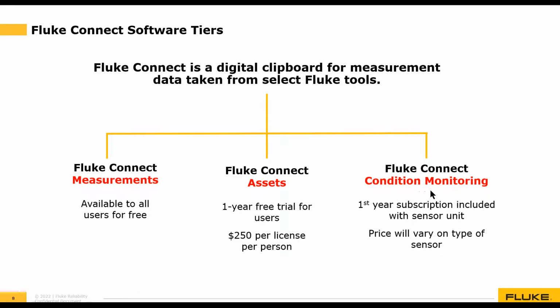And finally, we have the top tier, or the third tier. This is the Fluke Connect Condition Monitoring tier. This tier includes the first year of software subscription and the purchase of hardware, which is either the power monitor or the gateway and sensors, the vibration gateway and sensors. And this tier, as you might imagine, includes all of the features available in the Fluke Connect Measurements tier, and all of the features available in the Fluke Connect Assets tier.